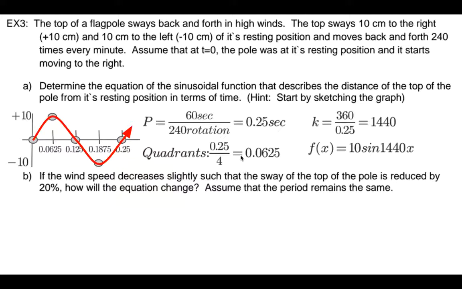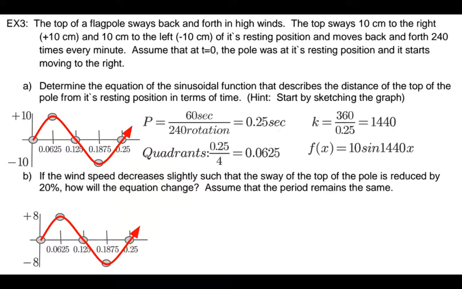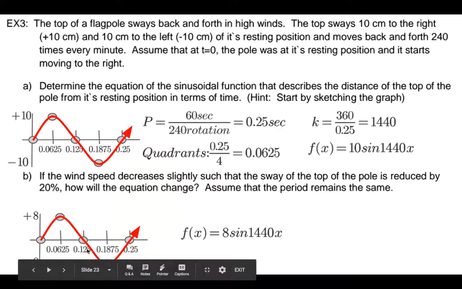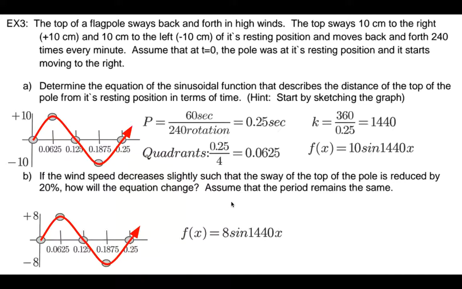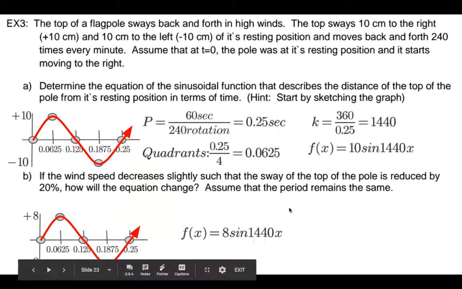And then the last question is just saying, assuming that it goes the same speed, it just doesn't push as far. It's going to look like this, and so instead of going to 10, it's going to go to 8, so the only change is really the amplitude. It probably would speed it up, or if the wind speed changed, it would probably slow down the period a little bit as well. But I just kept it simple, like assume it stays the same.